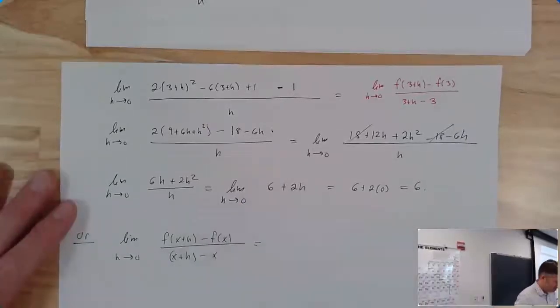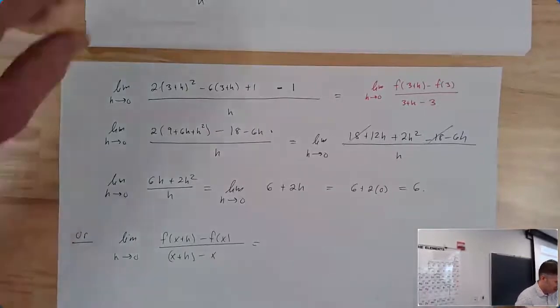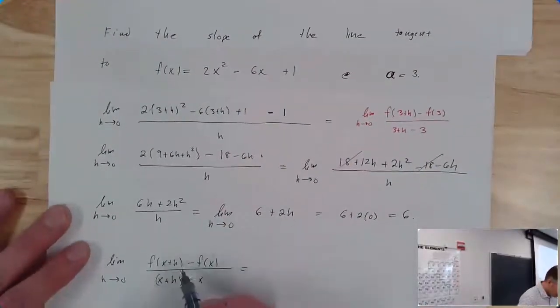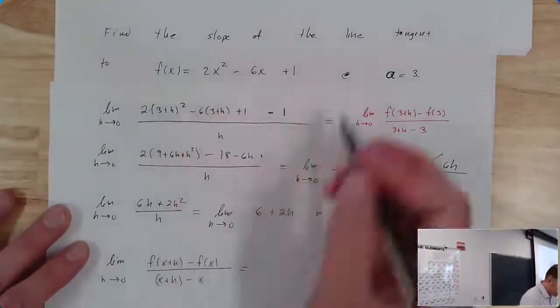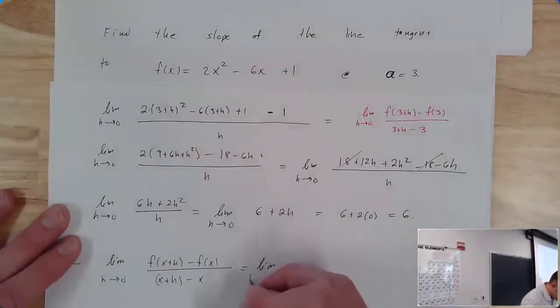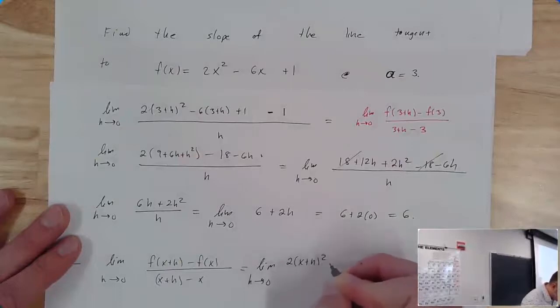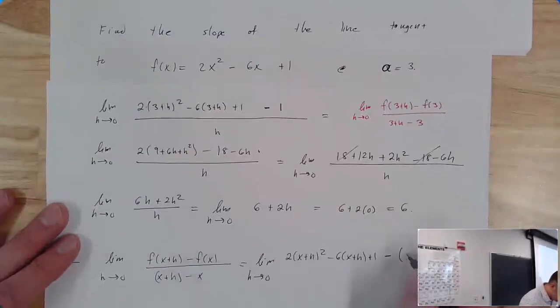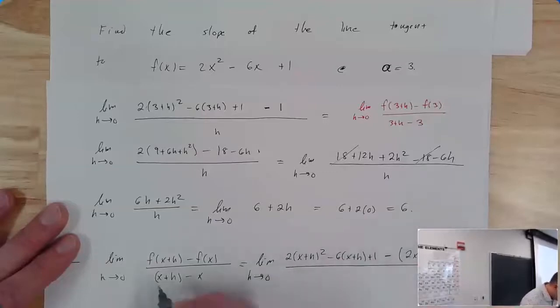So here things are maybe not as nice. So we're looking back at our function. Remind ourselves the function is 2x squared minus 6x plus 1. So we're just subbing in x plus h for each x. So we're getting the limit as h goes to 0 of 2 times (x plus h) squared minus 6 times (x plus h) plus 1, minus f of x, which is 2x squared minus 6x plus 1, all over x plus h minus x, which is just h.